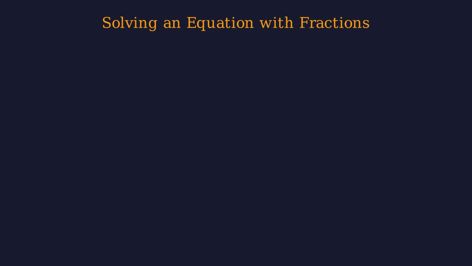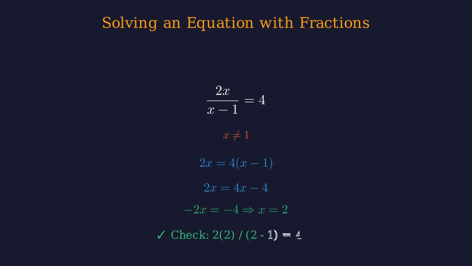Next, solving an equation with fractions. Suppose you have 2x over x minus 1 equals 4. The safe route, clear denominators immediately by multiplying both sides by x minus 1. But before you do that, write down restricted values. x not equal to 1. Multiplying through gives 2x equals 4 times x minus 1. Expand the right-hand side to get 2x equals 4x minus 4. Rearrange to get 2x equals 4. So x equals 2. Finally, check x equals 2 is not a restricted value and substitute back quickly to confirm the original equation holds. That substitution check is a tiny habit that catches sign slips.